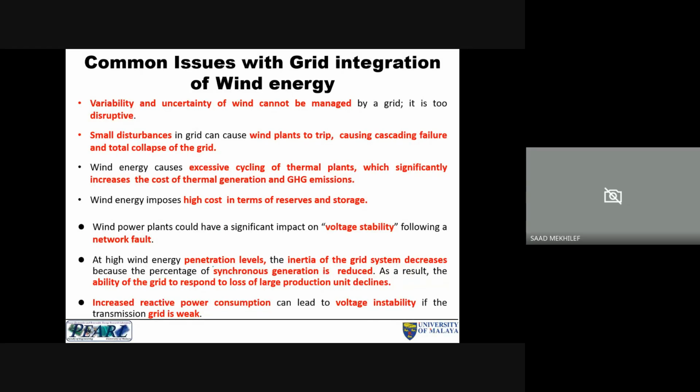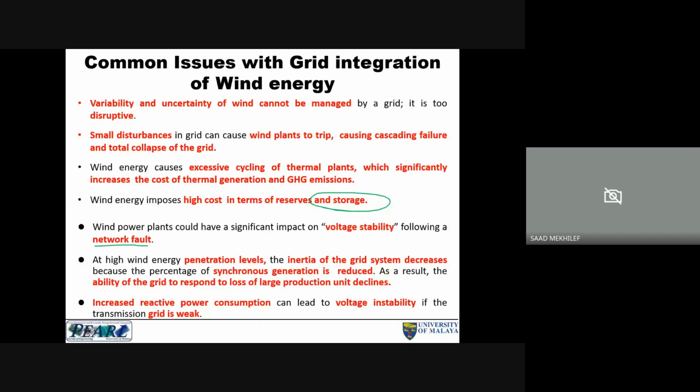With the energy imposed, there is a high cost in terms of reserve and storage. So again, we go back to the storage. That's one of the solutions that can make wind work, even in microgrids. There are also impacts on voltage stability and on the network as a whole. That's why, just now, we mentioned the question on faults. So we need to consider the wind turbines as part of this.